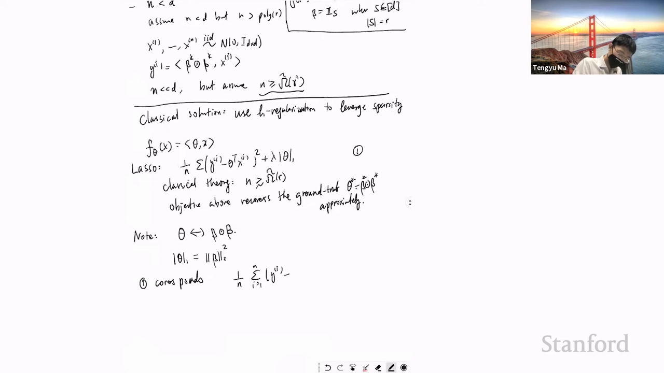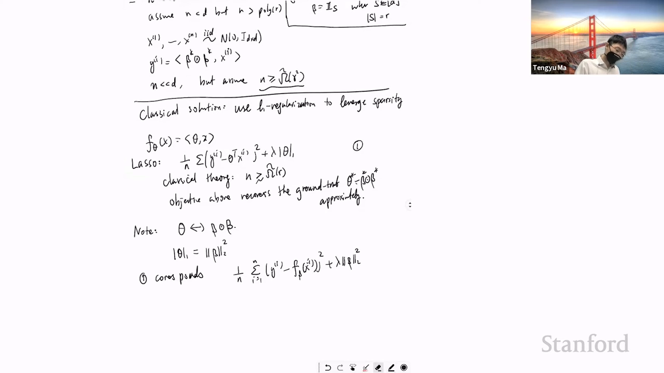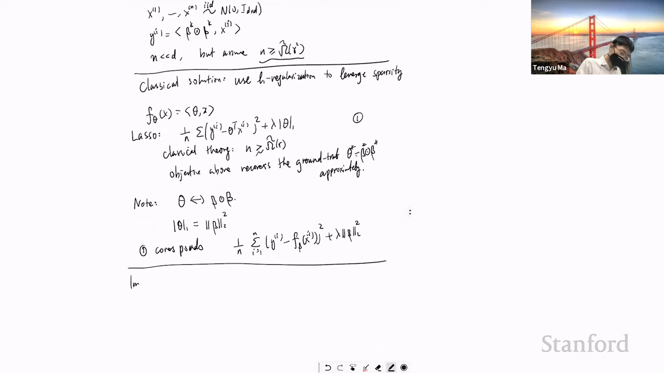If you really want to use the quadratic parameterization, you should do this: f beta x, minus y, squared, plus lambda times the 2 norm of beta squared. This is the objective with respect to beta, right? So in the beta space, you should regularize the L2 norm square. In the theta space, you should regularize L1, right? So this is the classical solution. And now we're talking about implicit regularization.